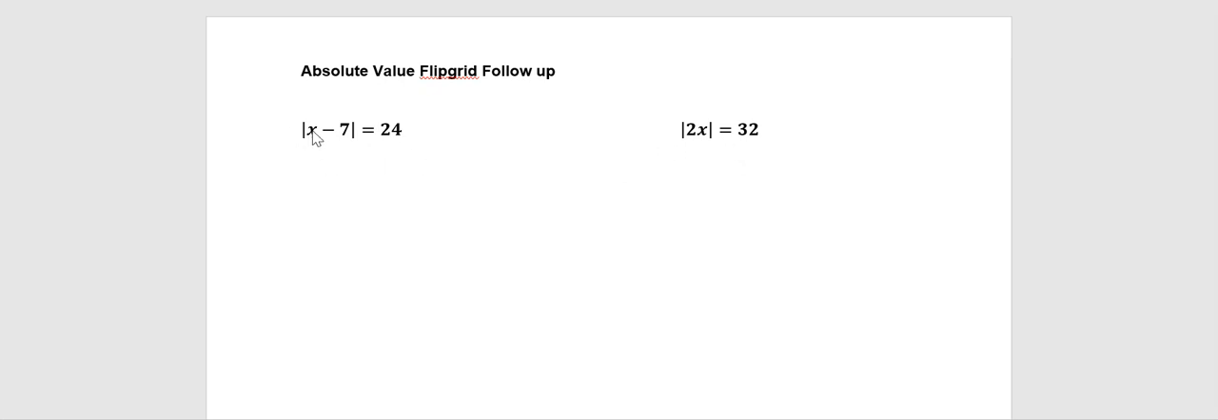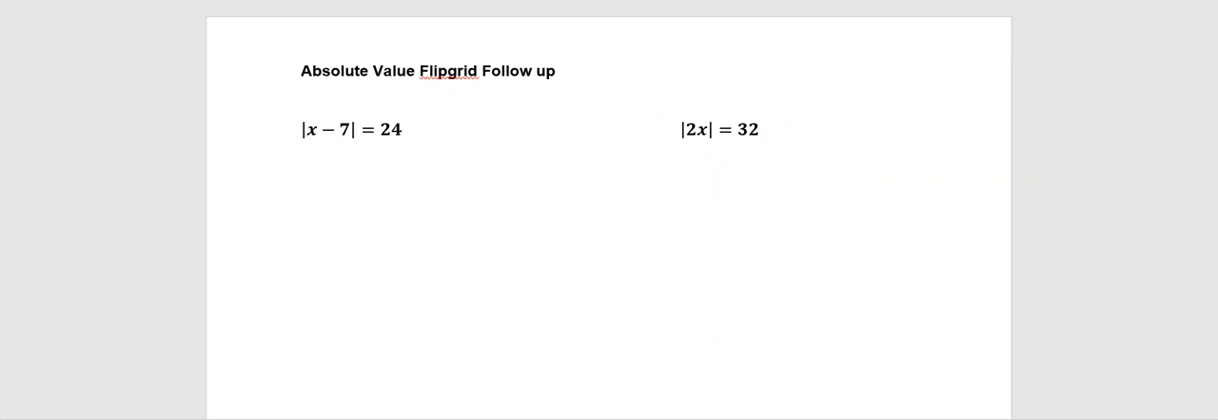This one equation, the absolute value of x minus 7 equals 24, is comparable to the other one that had addition in it. So I'll just focus on one of those two. And likewise, the other equation, absolute value of 2x equals 32, is very similar to the one that incorporated division. So I'll just use this one with multiplication to represent either of those two.